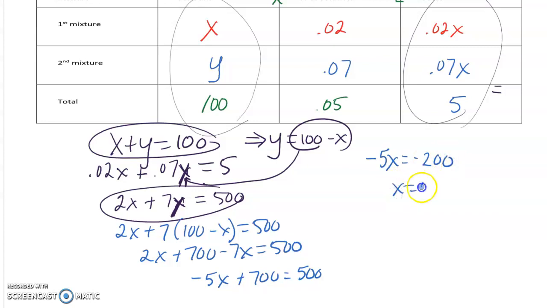And x equals 40. So I have 40 milliliters of, this was x, 2%. And now I need to find y. So if I know that my total was 100 and 40 of it was x, y has to be 60 milliliters of a 7% solution.